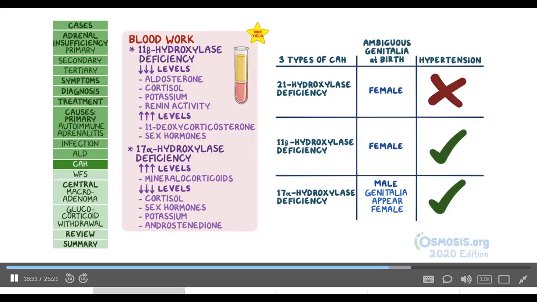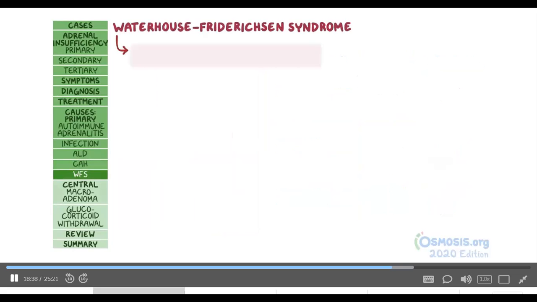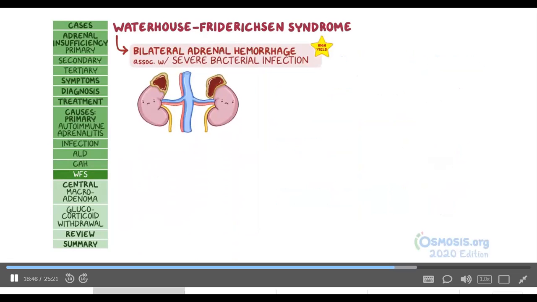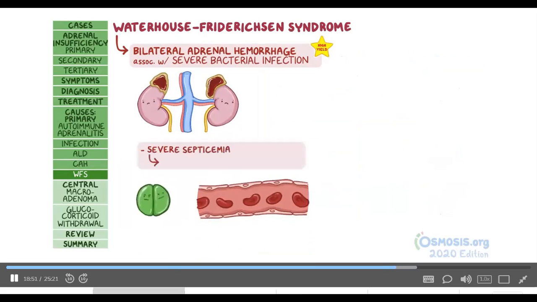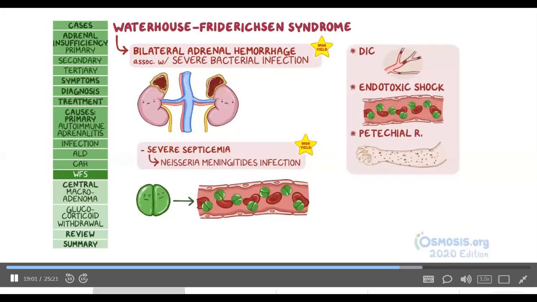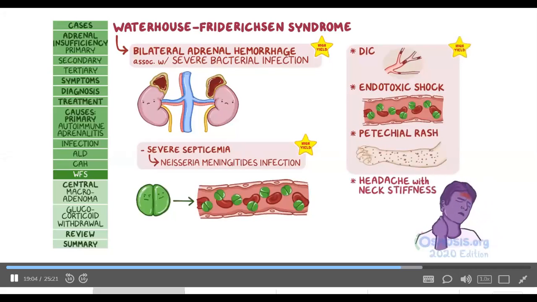Okay, let's move on. The last cause of primary adrenal insufficiency we'll go over is Waterhouse-Friderichsen syndrome. This is an acute syndrome caused by bilateral adrenal hemorrhage, usually associated with severe bacterial infection. Although many microbes can cause this, the most likely scenario to appear on your exams is severe septicemia due to Neisseria meningitidis infection. Key things to look for are disseminated intravascular coagulation, or DIC, endotoxic shock, petechial rash, and headache with neck stiffness if meningitis is also present.